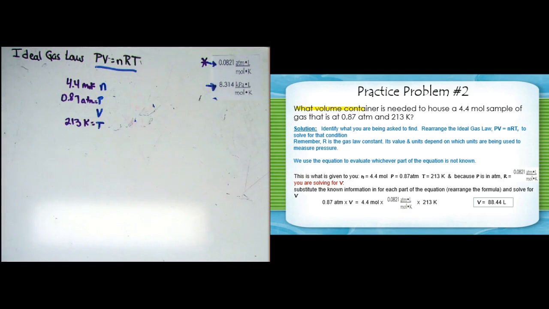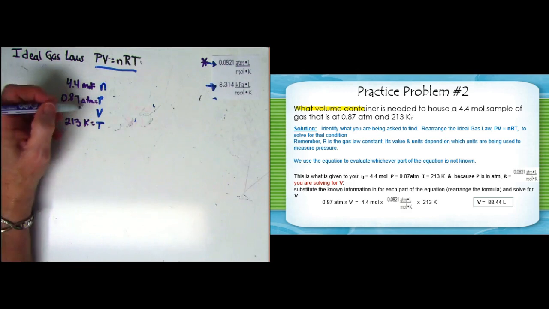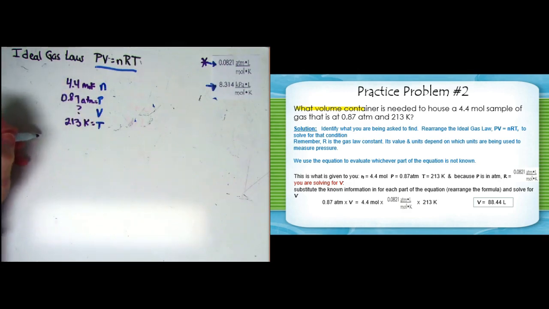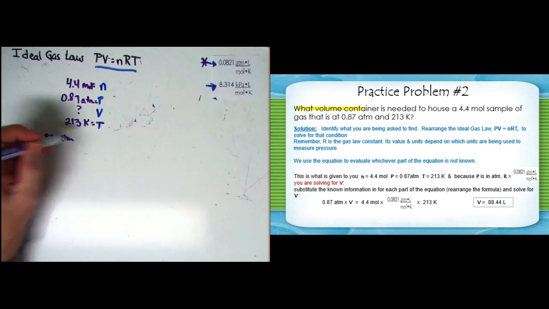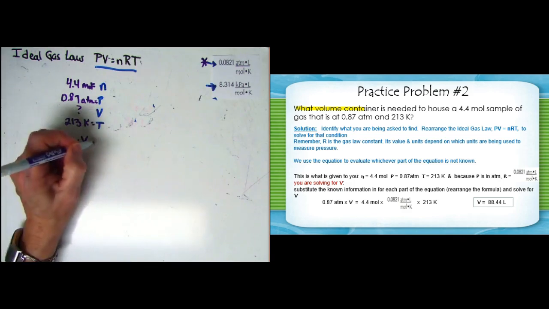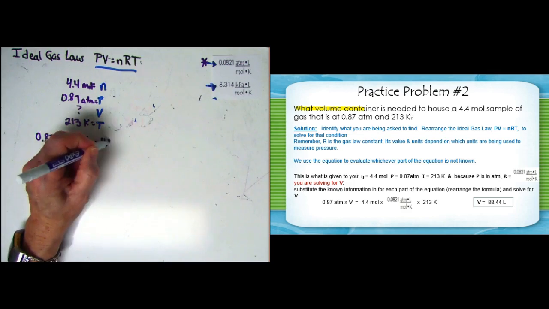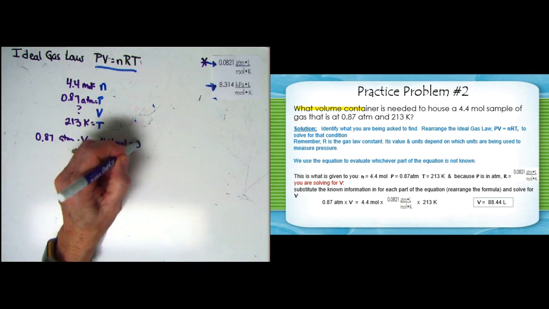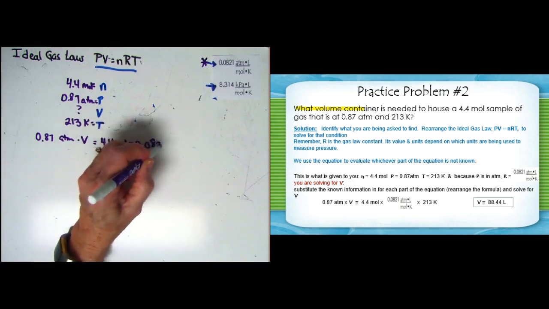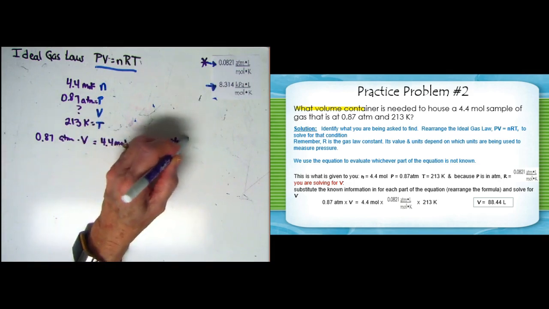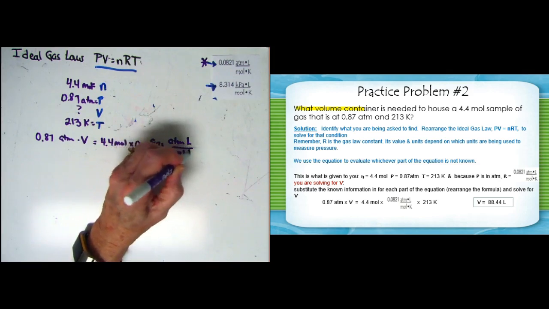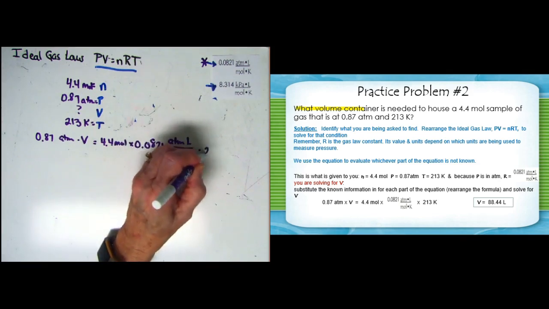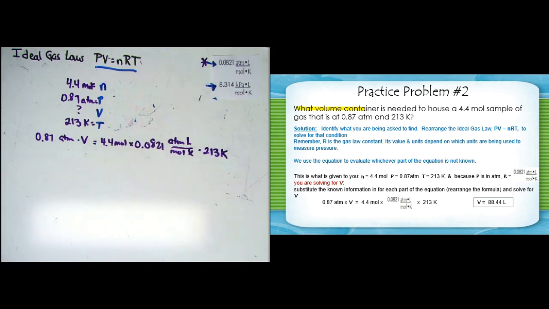Alright, what don't I have? I don't have volume, and look, that's what I marked already. We know what we have. So let's just put everything in. P, 0.87 atmospheres times volume, which we don't know. N is 4.4 moles times R, 0.0821 atmosphere liters per mole Kelvin, and we know we have 213 Kelvin.